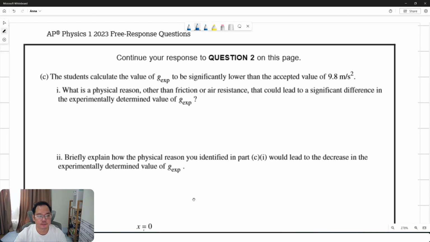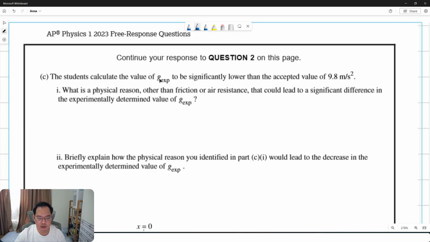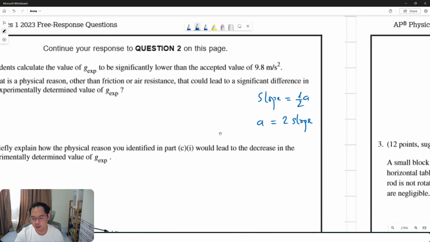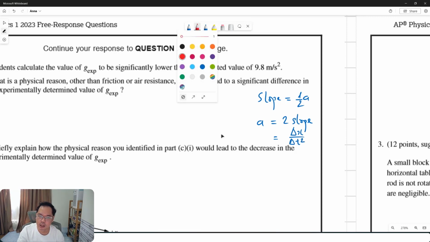The next question: the students calculate the value of g expected to be significantly lower than the accepted value 9.8 meters per second squared. What is a physical reason, other than friction or air resistance, that could lead to a significant difference in the experimentally determined value of g? According to the method of the experiment, the slope is 1/2 of A, meaning A is twice the slope. This slope is calculated by the change in position delta x over the change in the square of time. Note that this is the square of time, not only the time.